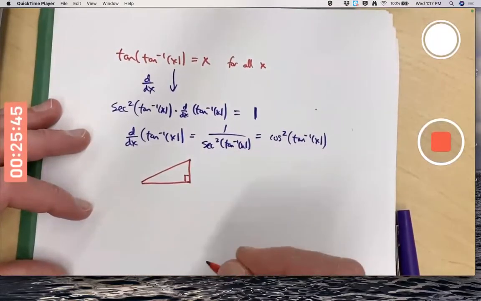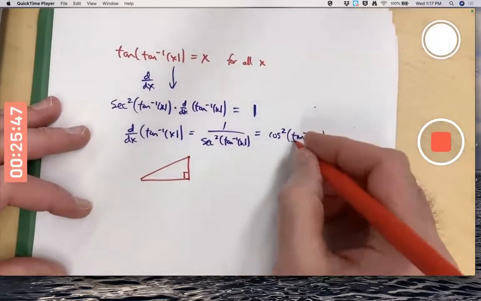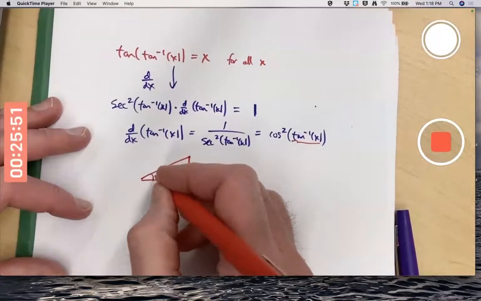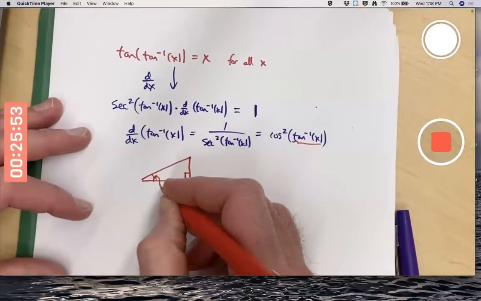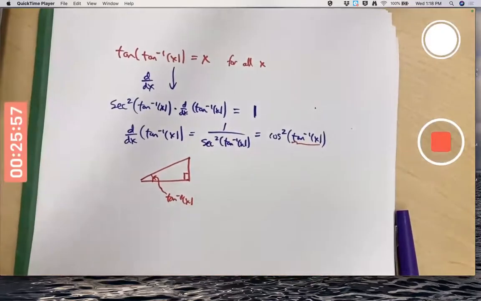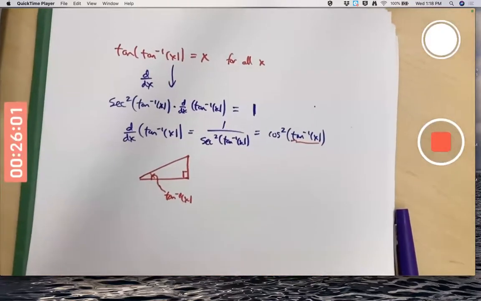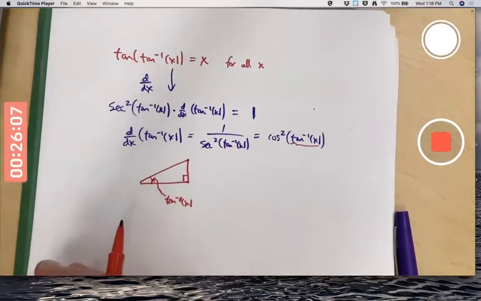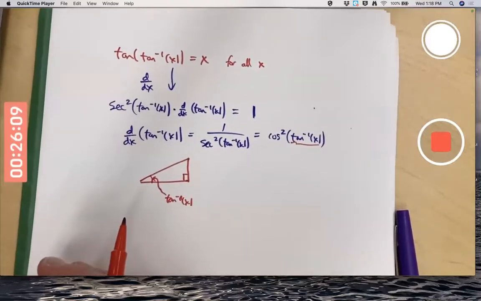Draw a right triangle and pretend that this inverse tangent of x is an angle, which you always can pretend. Pretend it's that angle, say, inverse tangent of x. Well, why can we pretend it's an angle? Well, remember, you can take sine, cosine, and tangent of angles in right triangles. And therefore, when you take, say, inverse tangent of a number, you can think of it as an angle. That make sense?